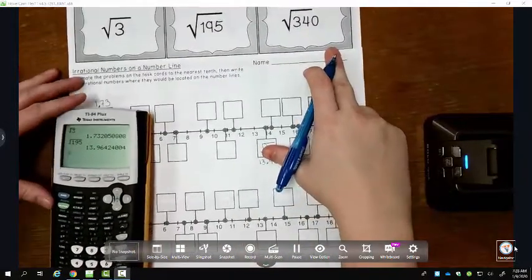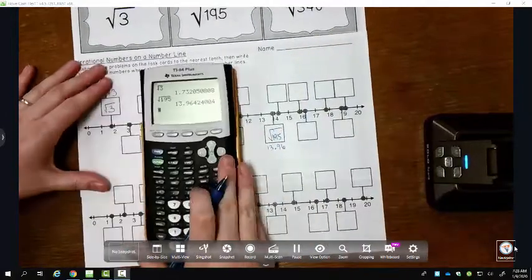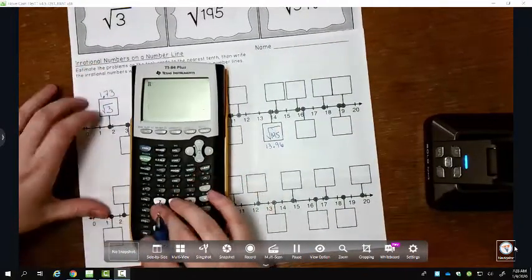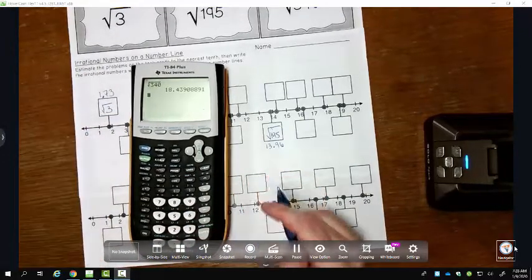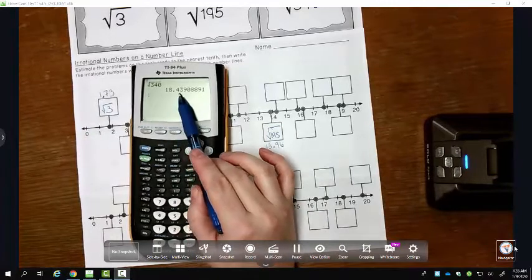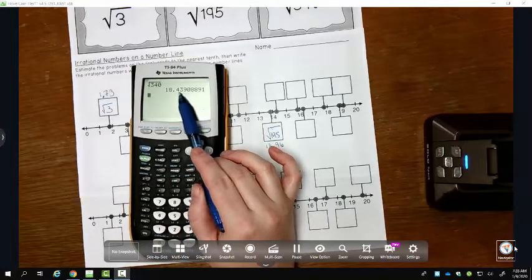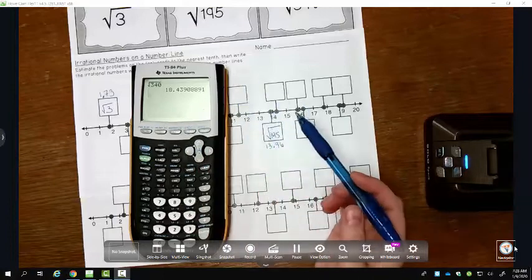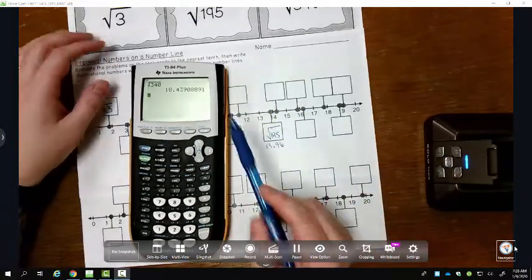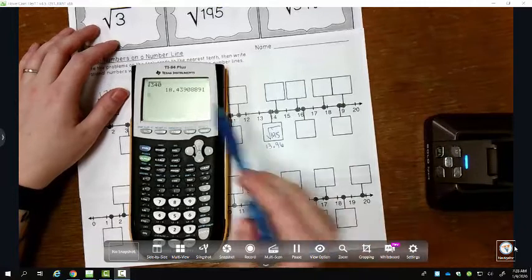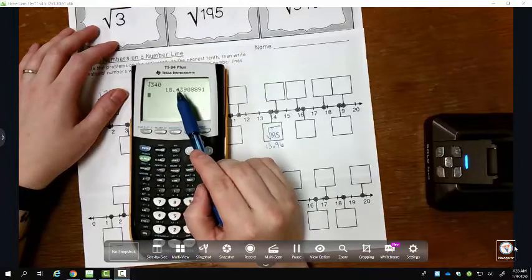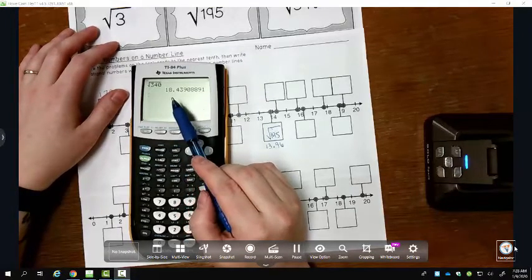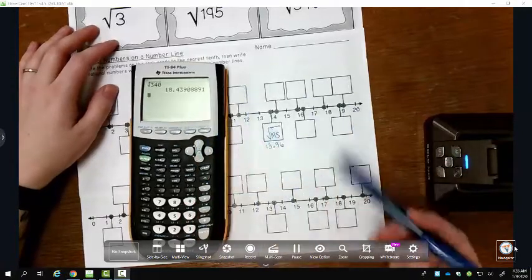Next one is the square root of 340. You get 18.4. That 9 is going to make that 3 or 4. So 18.44. That's in between 18 and 19. And that 4, if you were rounding, you would round the same. It would stay the same. So that tells you that this number is really close to 18. It's closer to 18 than it is to 19.